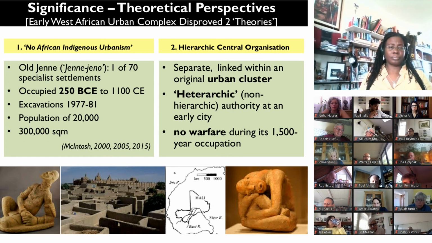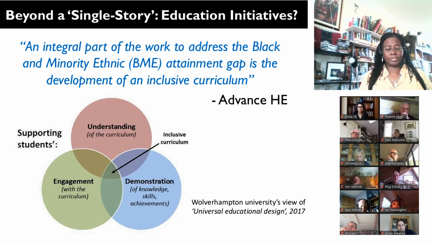So how do we go beyond single-story narratives in education? Some initial ideas have been put forward by Advance HE and various universities looking at what an inclusive curriculum might look like and what its components might be. The view is that it's really important that a diverse range of students can see themselves and their culture's contributions in the curriculum. This was something that was certainly lacking in my education.